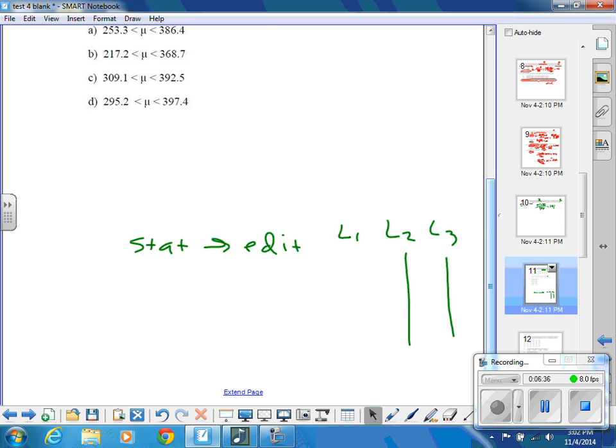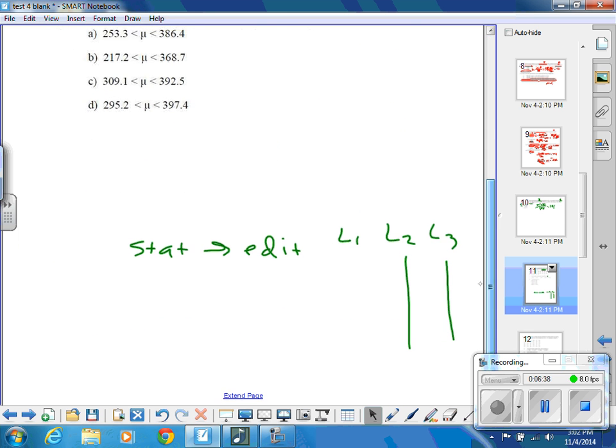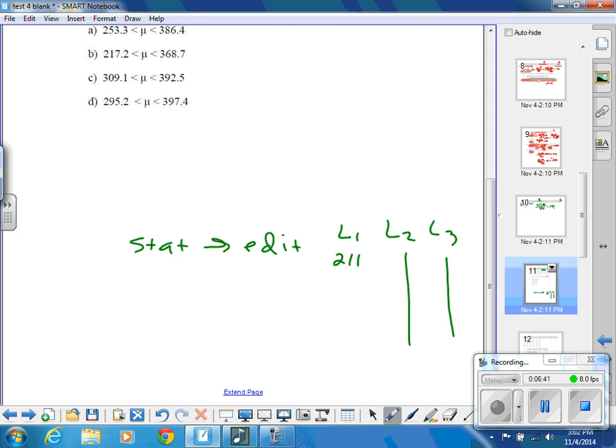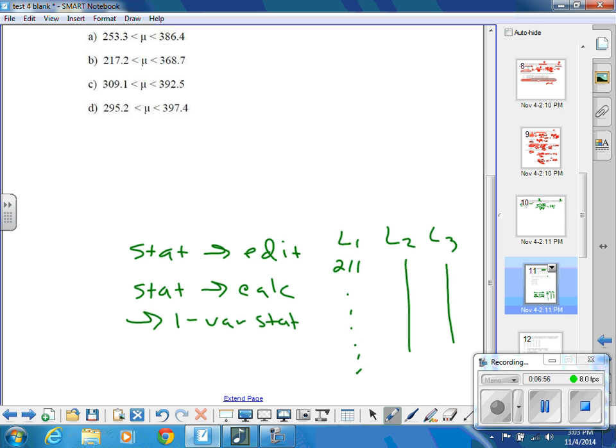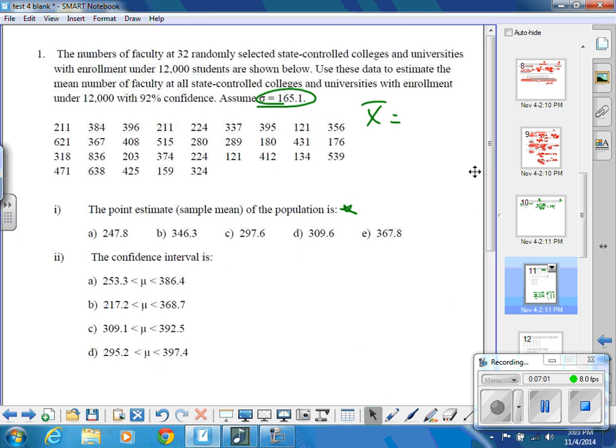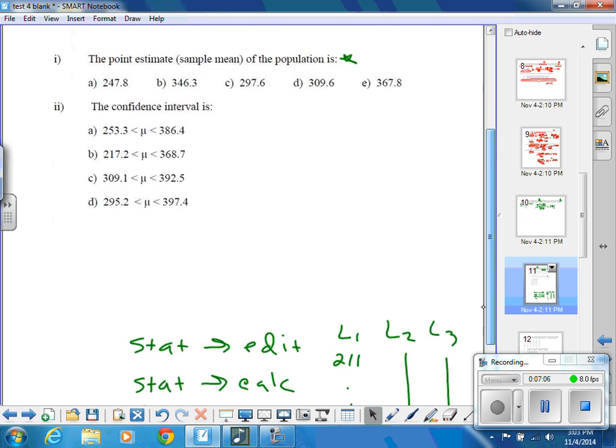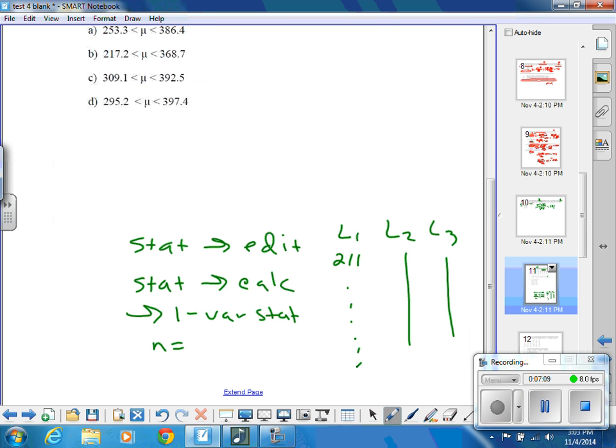Enter all these numbers at the top into your L1, and you hit enter after every one of them. The first one's 211, and then you just keep going. You're done. Go back to stat, go over to calc, and click on one variable stat. It will tell you n equals, so please double check that it is the same as the n in the problem, because if you missed one or typed one in twice, you're going to have a problem. Then it says n is equal to 32.